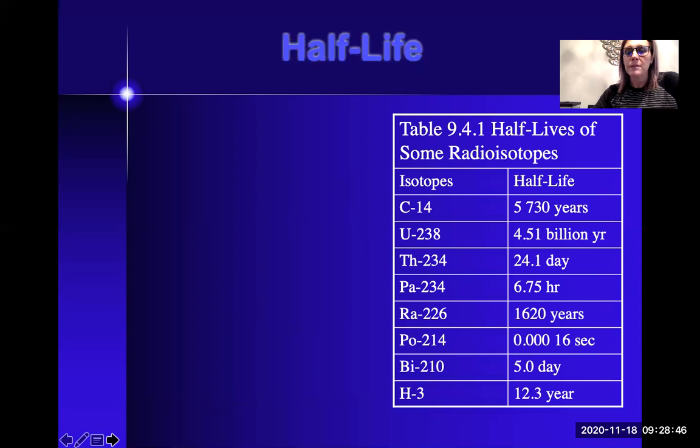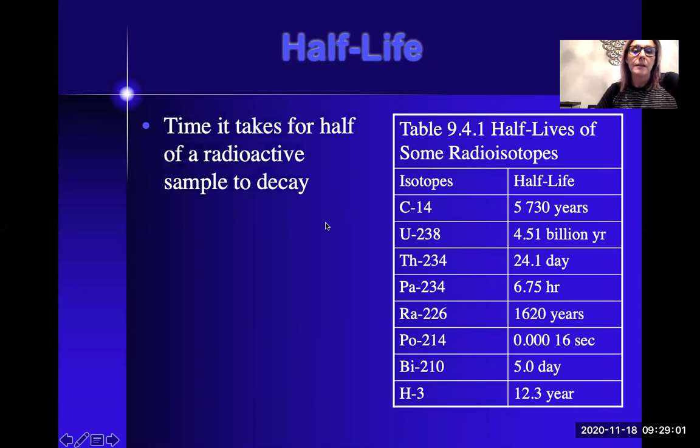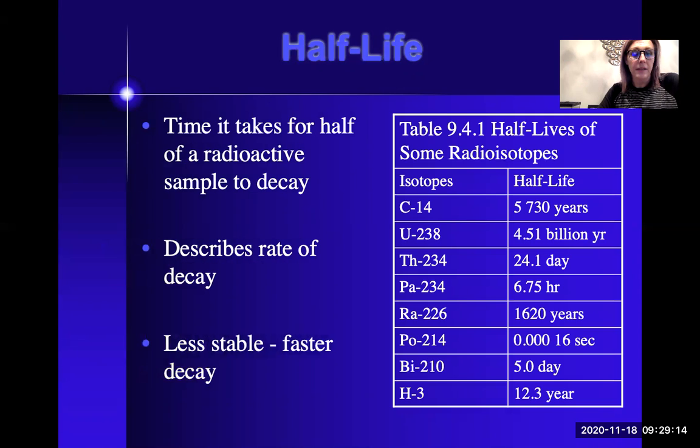So here's the half-life of some radioisotopes. Carbon-14, it takes 5,730 years. Uranium-238, it takes about 4.5 billion years to decrease its half-life. And so the half-life is the time it takes for half of the radioactive sample to decay. It describes the rate of decay. And if it's less stable, it's a faster decay.